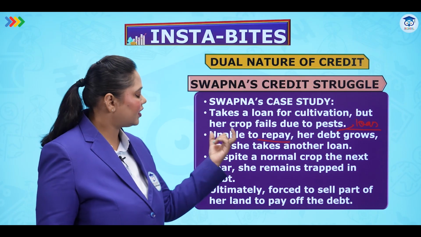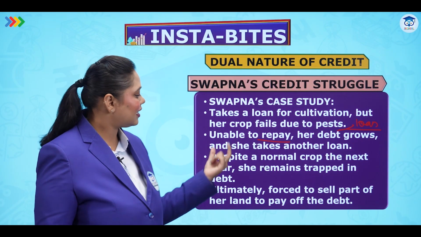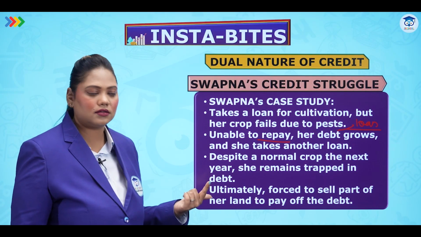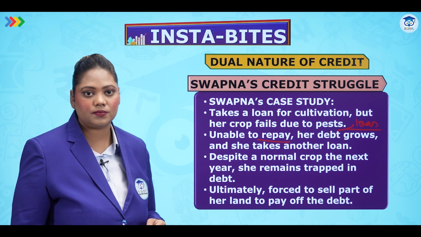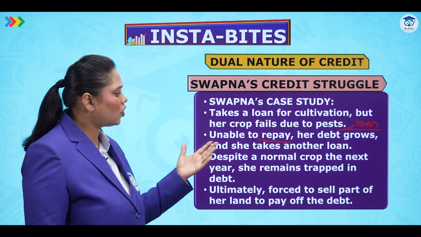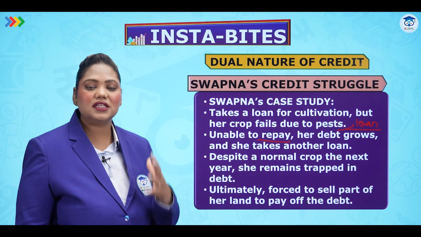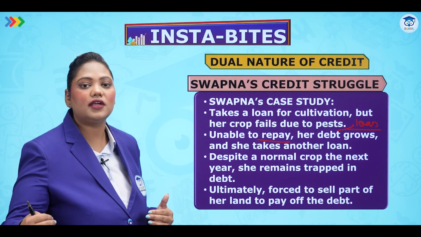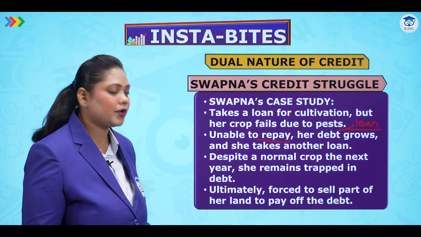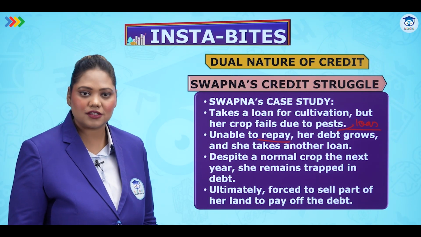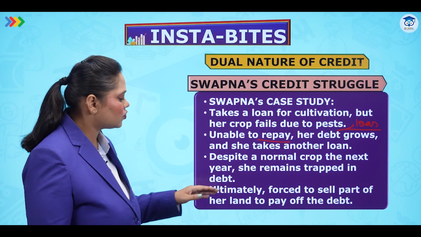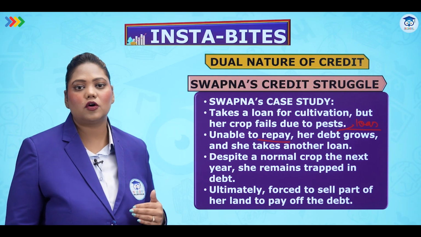She takes another loan. So unable to repay her loan, her debt grows and she takes another loan. Despite a normal crop the next year, she still remains trapped in debt. So next year, she will have a normal crop. She will earn her money. But she's already taken so many loans that the money that she earns is all going away only in repaying loans. Ultimately forced to sell part of her land to pay off the debt. So it's a very sad story, a negative impact of loan that we can see, that she was forced to sell her land to get the money to pay off all the debt.